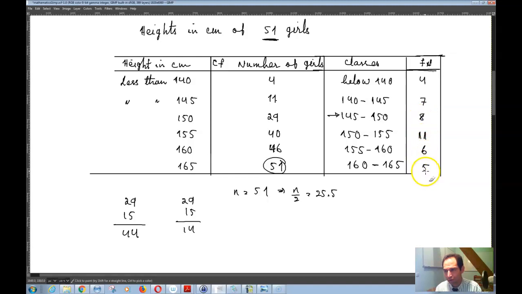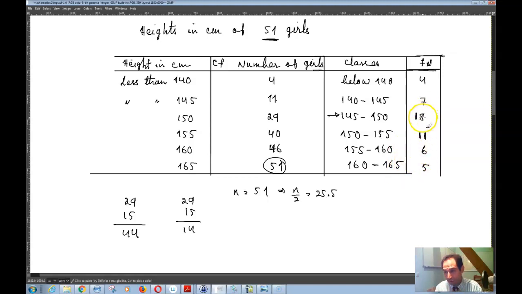40, and 11 is, so this is 22, 30, and 41, right? And that's 18, sorry, that's 18, so that's 51.